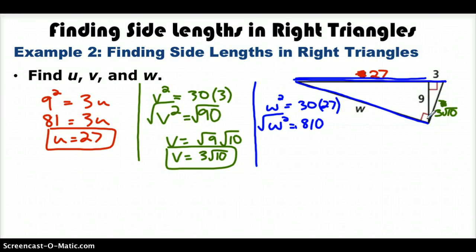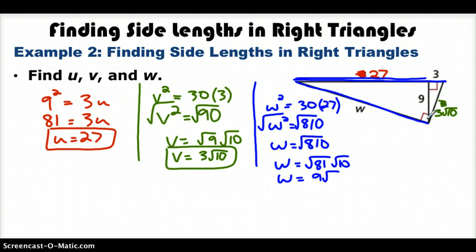I'll take the square root of both sides to find w, so I get w equals radical 810. Now I see this number 81 right away, so I'm going to try to take 9 out and see what happens. Actually, that was kind of silly. I should just take out 81, because I know that 81 is a perfect square. So I'm going to divide this by 81, and I get radical 81 times radical 10. So w equals 9 rad 10.